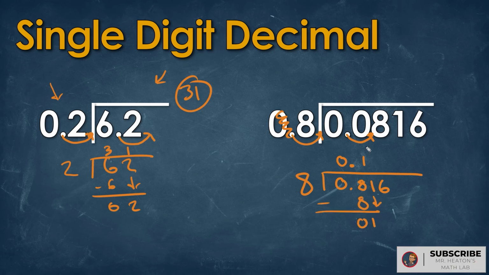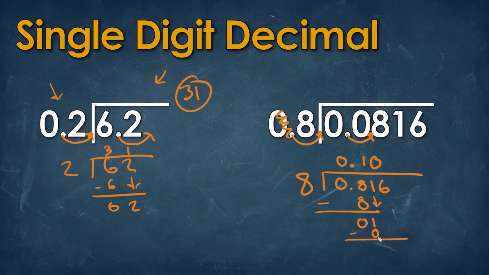Okay, we can't factor out a 1 because it's smaller than 8. So we'll put a 0 here. So that's going to be a 0. We subtract that. 1 minus 0 is 1. We bring down the 6. 16 goes into 8 2 times. So our answer is 0.102.